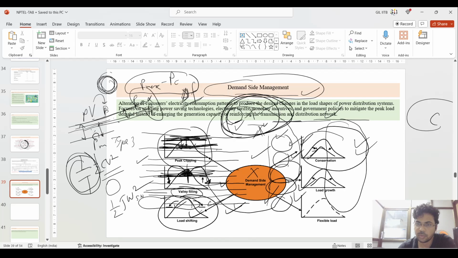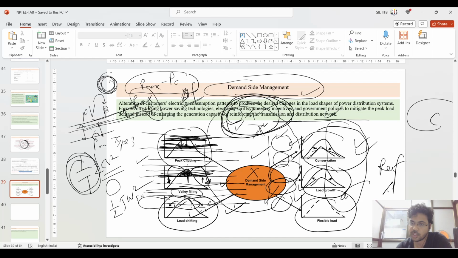There is one more method, conservation. Conservation means you conserve the extra energy and utilize it when the demand is needed. And load growth is utilizing that energy which is stored, and the flexible load, as you have a controllable load. In your house itself, you have certain kinds of load: a refrigerator, an HVAC system, which is an air conditioning system, and an oven. These can be made controllable loads, operating based upon your situation.